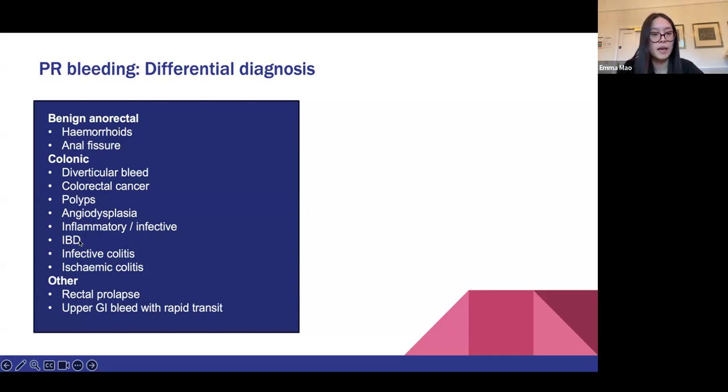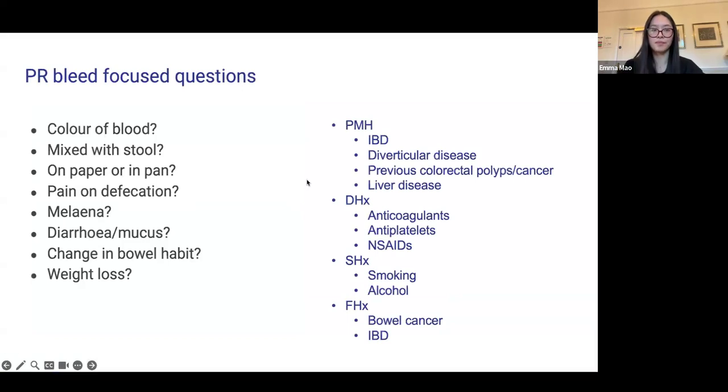So IBD, infective colitis, ischemic colitis. There's also such a thing as chemotherapy-related colitis. And then others could be rectal prolapse and upper GI bleed, and it's just managed to get through the GI system really quickly.